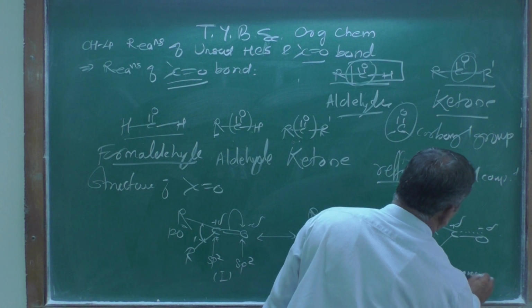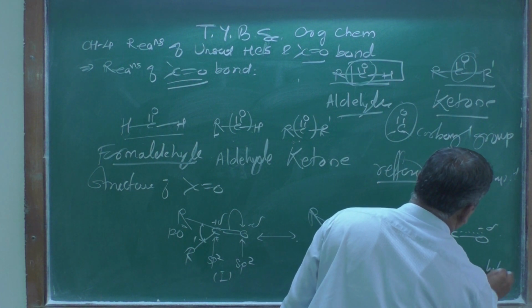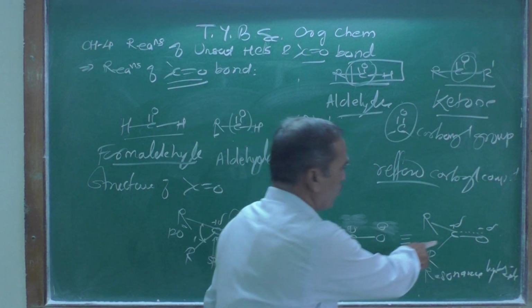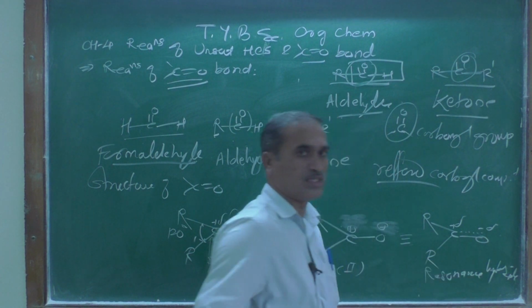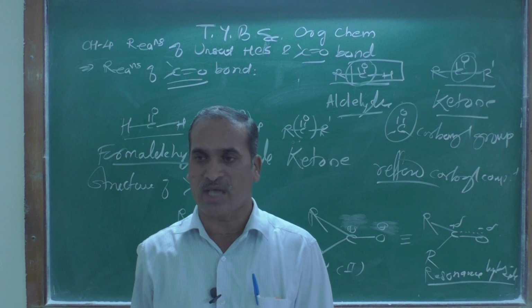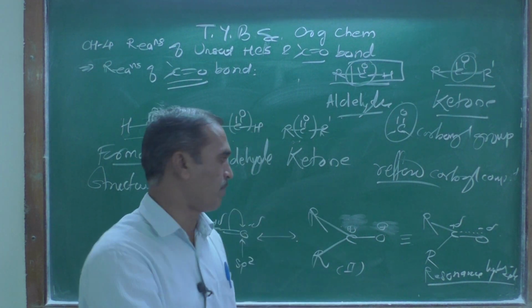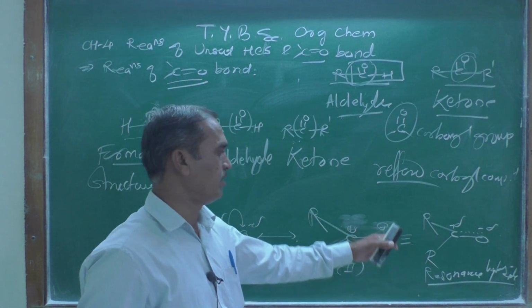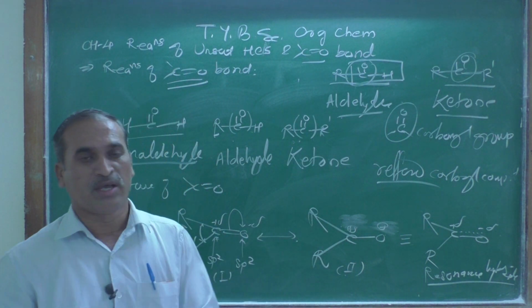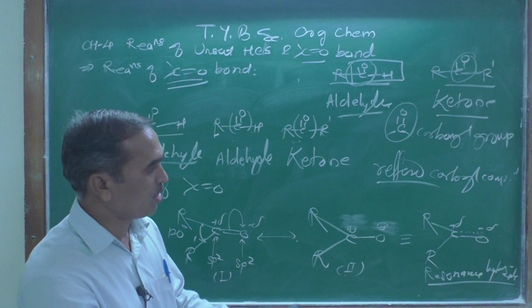Resonance hybrid. Resonance hybrid means the electron density is distributed over this carbon and oxygen atom like this, and that's why this is called a resonance hybrid. It is the most stable resonating form of the organic compound. And structure number one and two are known as canonical forms.